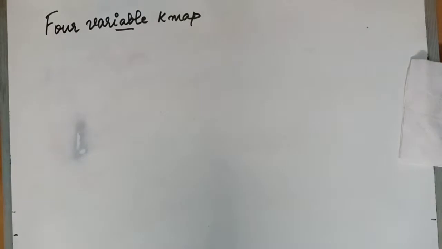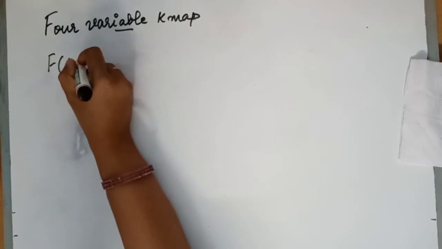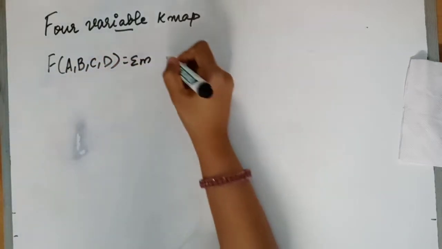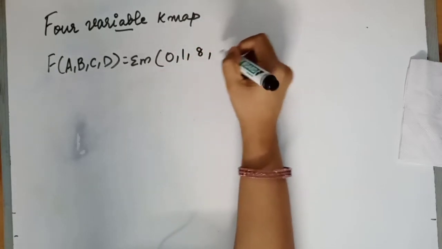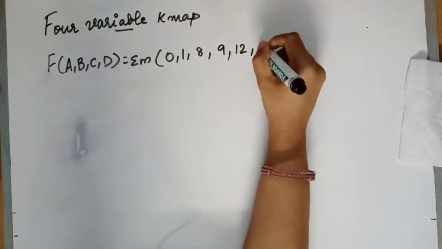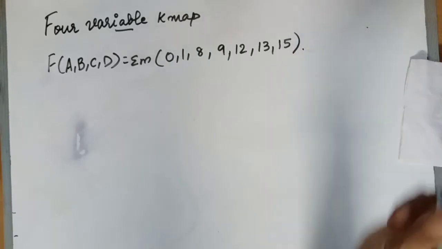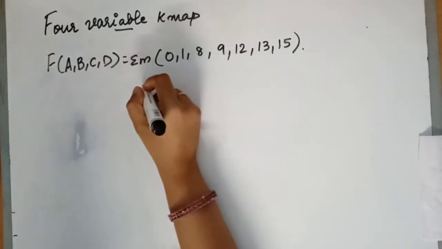Next is the 4 variable K-map. In a 4 variable K-map, suppose you have an example like function of ABCD equal to sigma m, suppose 0, 1, 8, 9, 12, 13, 15, something like this. Okay, so first we'll draw the 4 variable K map.